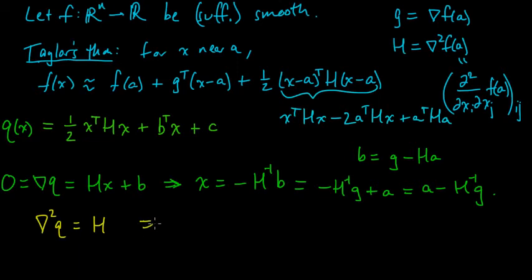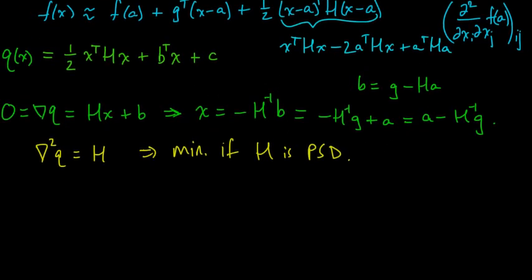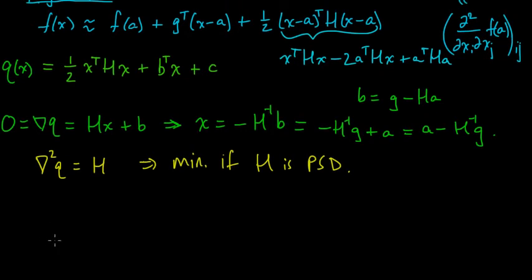So this implies minimum if H is positive semi-definite. And so we get our algorithm. Just like before in the 1D case that we mentioned, there are some caveats that this can break down. It might not necessarily be giving you a minimum, but as long as everything is going well, what you do is the following. Algorithm.